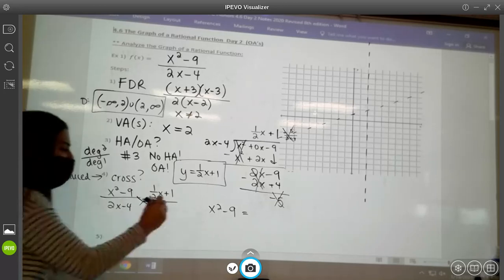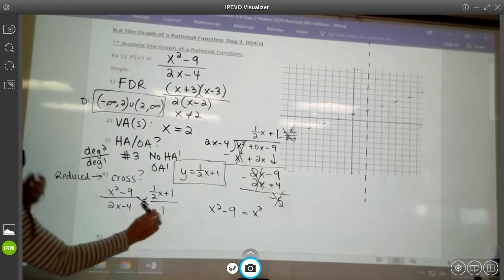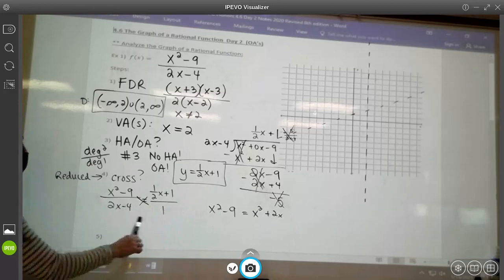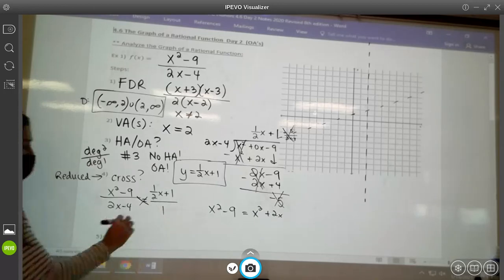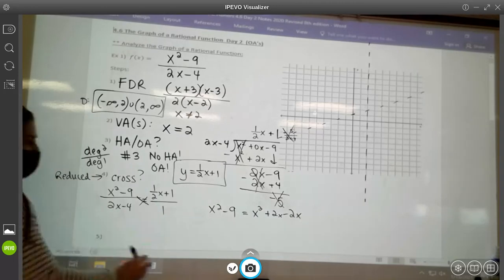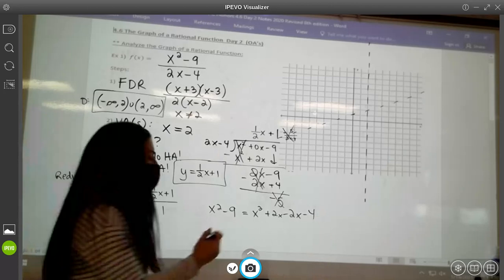So 2x times 1/2 x is x squared. 2x times positive 1 is 2x. Negative 4 times positive 1/2 x is negative 2x. And then negative 4 times positive 1 is negative 4. All right, watch what happens.